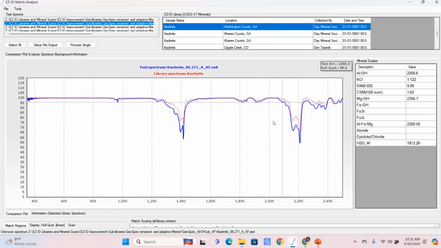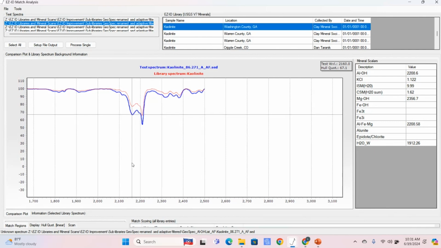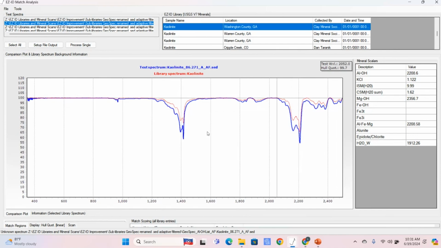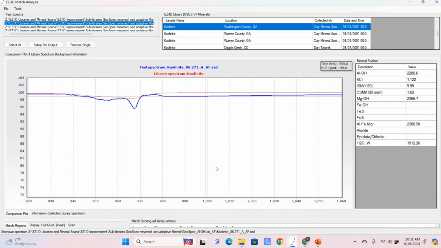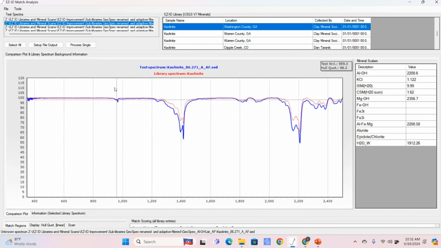If I zoom out, let's go down to the 2200 nanometer feature. You also have an increase in spectral resolution there as well. Really, throughout the full spectrum you're getting an increase. Even if I go down here to the 970 feature, you've got an increase in spectral resolution. So this can really help out, especially when you've got those mixtures.